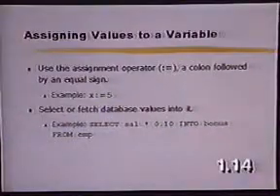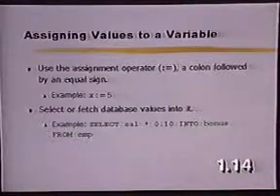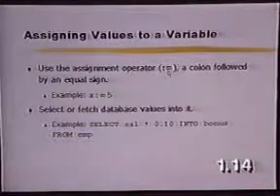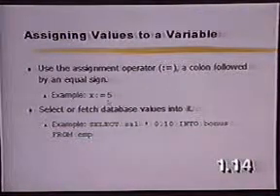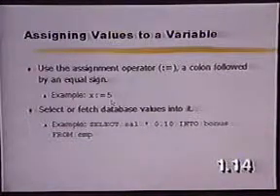Now, one of the most important types of operations you're going to do is assign a value to a variable. Let's look at the rules regarding assignment. One of the most important operators is the assignment operator, a colon followed by an equal sign. This is used whenever you wish to assign a value to a variable. A simple example is x := 5. You're assigning the value of 5 to the variable called x.